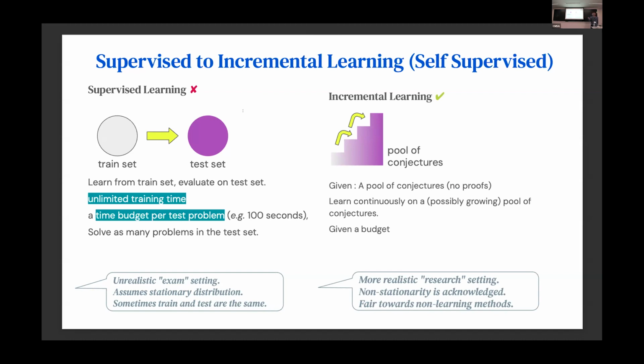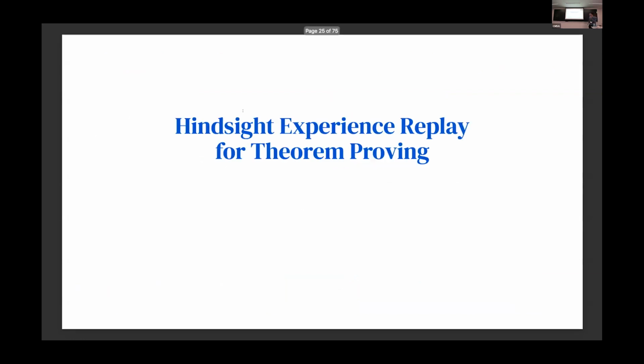So we started with this hypothesis. In that setting you need proofs, but here we started with no proofs. So you only have conjectures. You try multiple times on this. Whatever you generate, you learn from it, and then you continuously grow on this pool of conjectures. So the more you learn, the more you prove, the more data you have for learning, and the more you can prove. So we were in what we call an incremental setting, like the research setting.